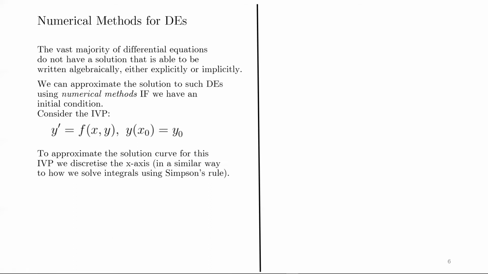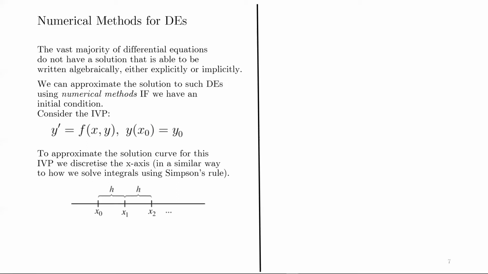Okay, and what we want to do is approximate the solution to this initial value problem by discretizing the x-axis, okay? So the independent variable, we're going to discretize. So when we solve a differential equation algebraically, when we get a solution, for example, in terms of exponential functions, we have a solution that's continuous. So any value of x we have a solution for. But when we use a numerical method, we only have solutions at discrete values of x.